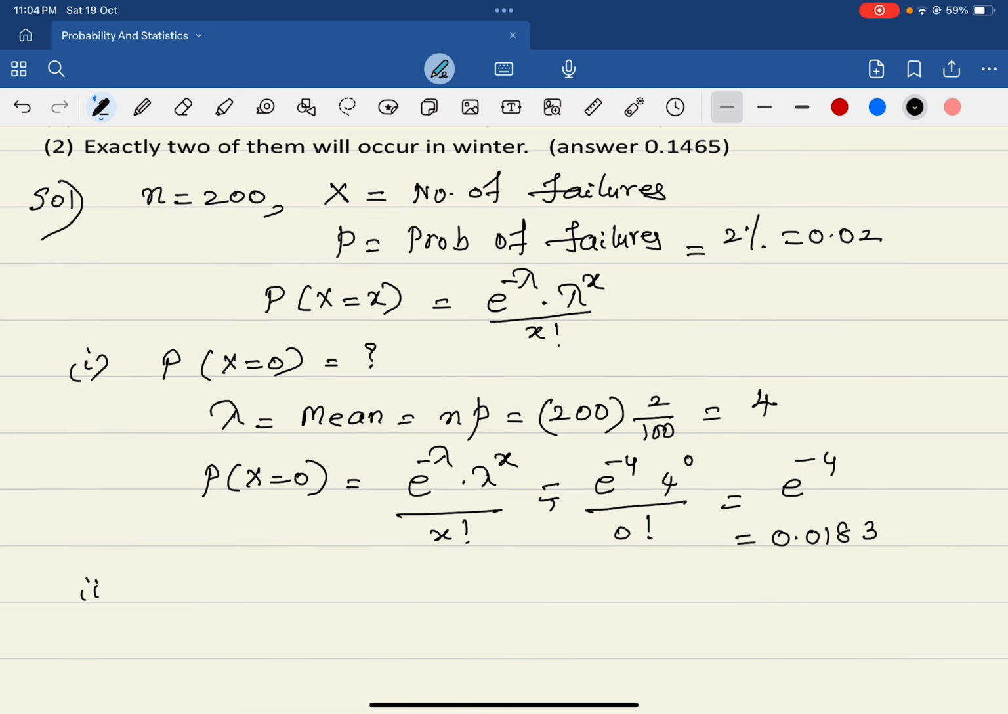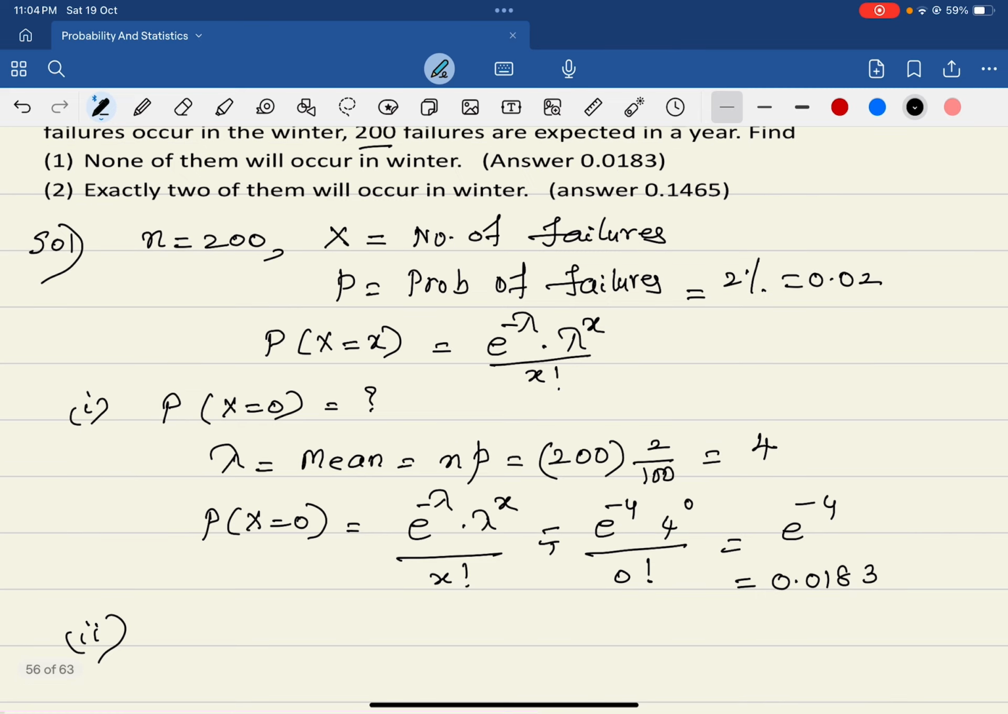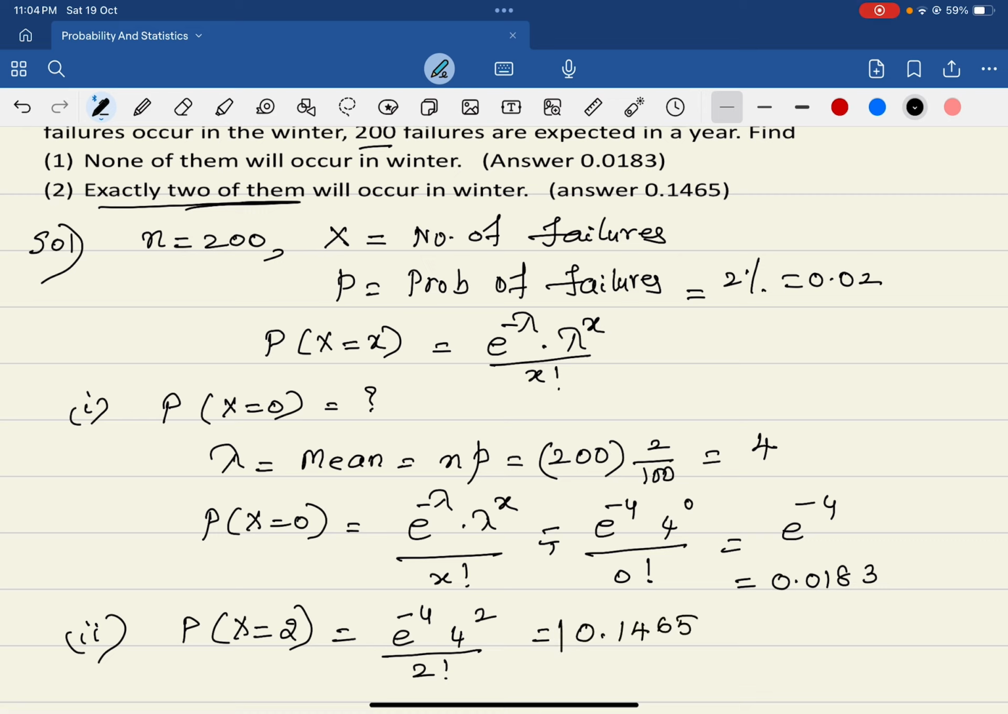Now let us come to the second question. What is the probability that exactly 2 of them will occur in winter? What do you mean by exactly 2? P of x equal to 2 is given by e raised to minus 4, 4 to the power of 2 over 2 factorial. So what is this? It is 0.1465. So this is the way of doing the problems using the distribution.